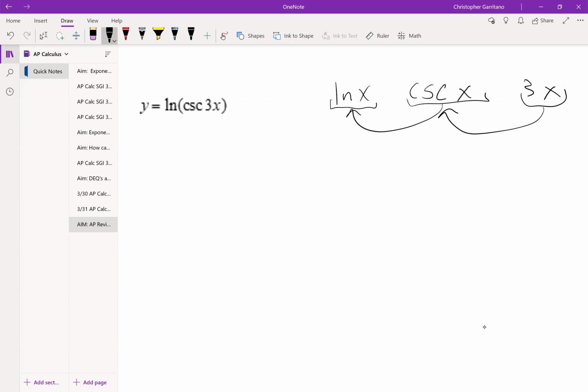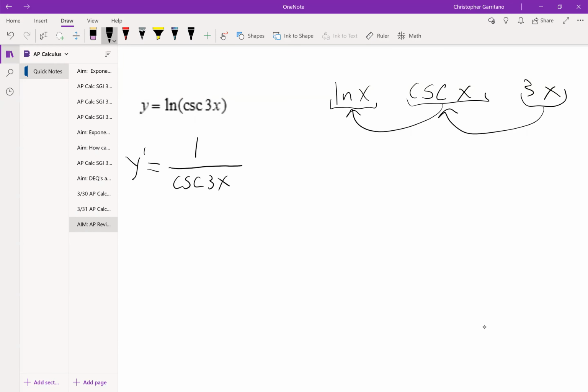We need to use the chain rule twice. Okay, so y prime is equal to, well, we want to take the derivative of the outer function and evaluate it at the inner. So the derivative of ln of x is 1 over x. So to start, I'm going to write 1 over, and I'm going to evaluate at the inner function, which is cosecant of 3x. But now I have to multiply by the derivative of that inner function.